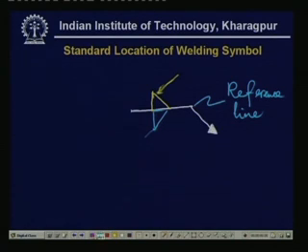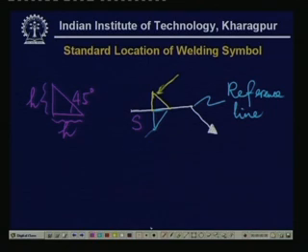Then we have to specify the size. Here we specify the size of the joint. Normally in the fillet joint, there are two possibilities: this length and that length. Since this is a 45-degree angle, they are normally equal, so one size is enough. This is the height of the fillet, so this size has to be specified.